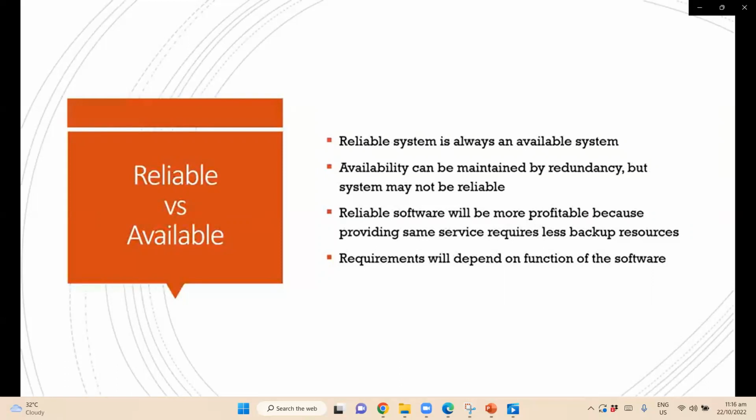The benefit of writing reliable software is that you need fewer resources dedicated to those replicas and redundant servers, which means you're going to be more profitable because you need less hardware to serve the same amount of traffic, since you don't have to have a bunch of extra resources on hand to handle your failures. One thing also is that the requirements, like the service level agreements and availability, are going to depend on what exactly the purpose of your software is.